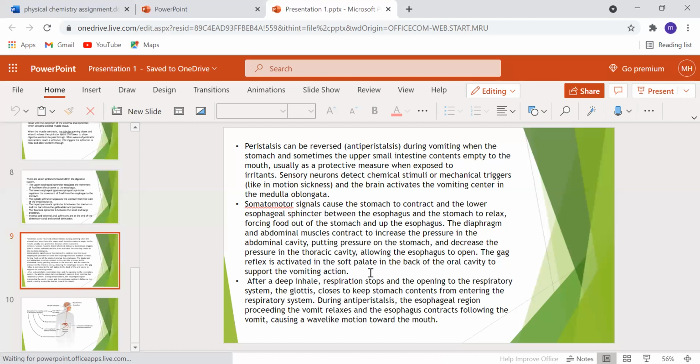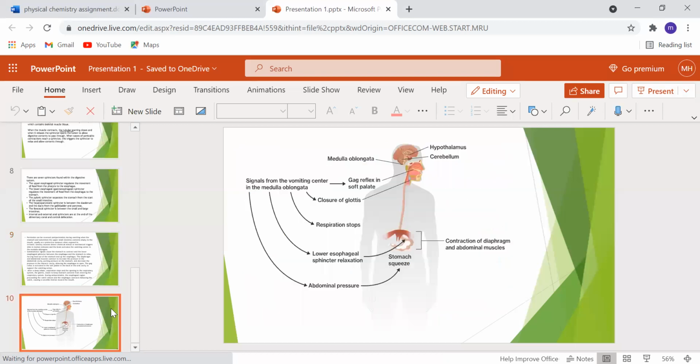During antiperistalsis, the esophageal region preceding the vomit relaxes and the esophagus contracts following the vomit, causing a wave-like motion toward the mouth. Here is the diagram which shows the antiperistalsis process. Actually, the medulla oblongata controls this process and produces neurons for this.